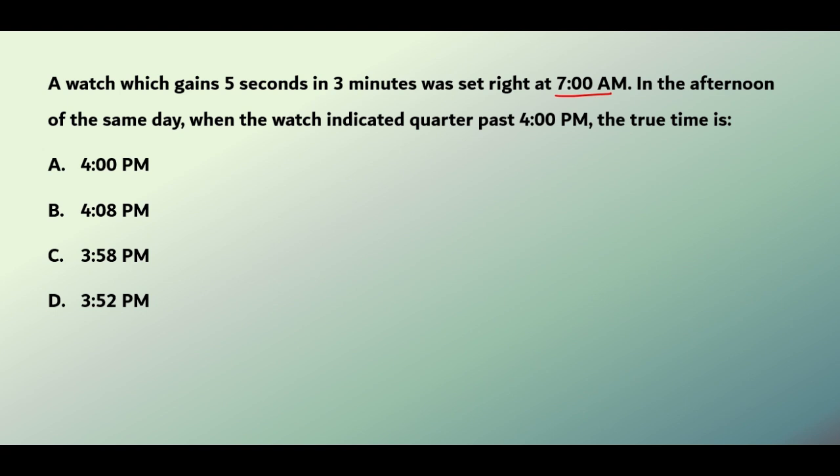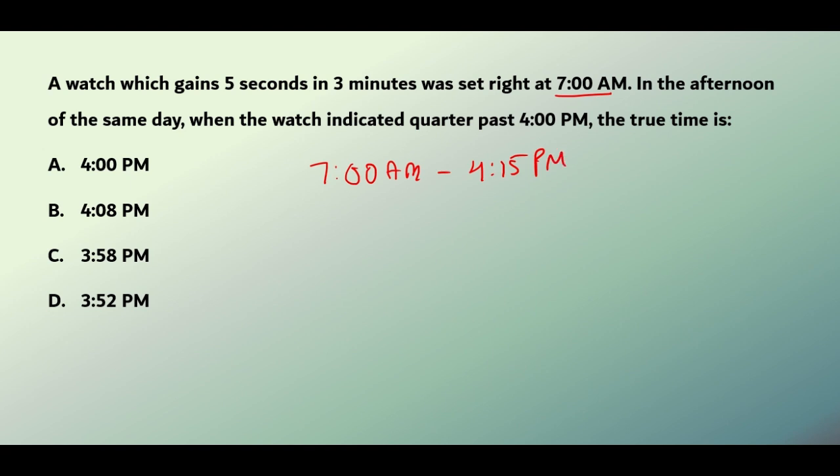Now, in this question, let's calculate the actual time that has elapsed. I mean, not the actual time. We have to first calculate the time which the clock shows has elapsed, which would be from 7 a.m. to 4 p.m., not 4 p.m. If we read the question, it says 4:15 p.m. So, from 7 a.m. to 4:15 p.m.